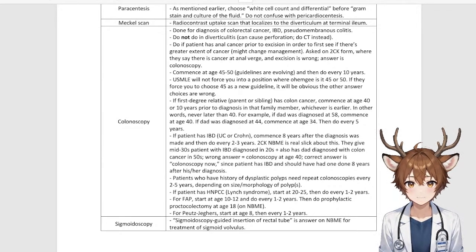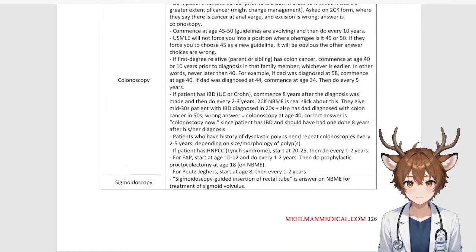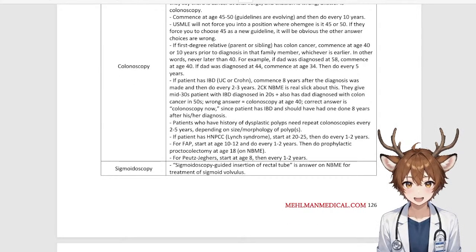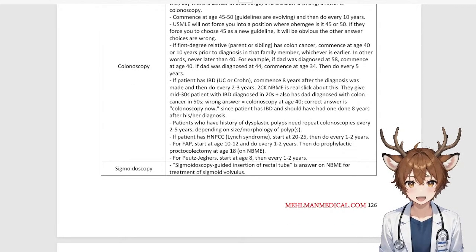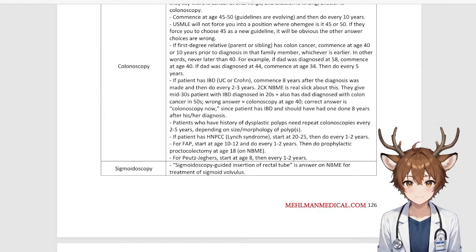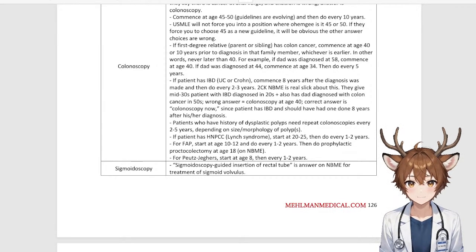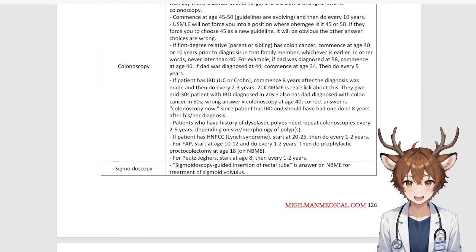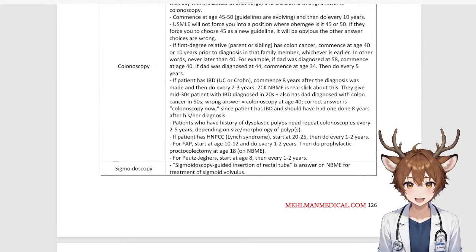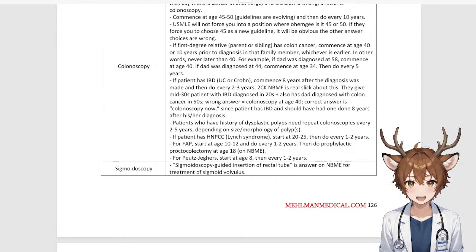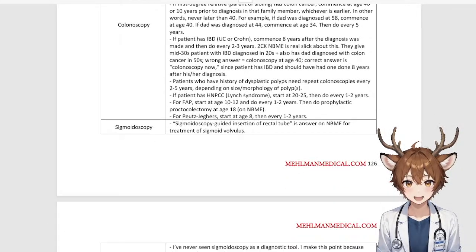So basically, if you have one of these more serious conditions, you have to have it earlier on and more often. But for a normal person, you're doing it, let's say, for example, every 10 years starting at 45 to 50. But again, if you have these other kinds of conditions, it'd be a different situation.